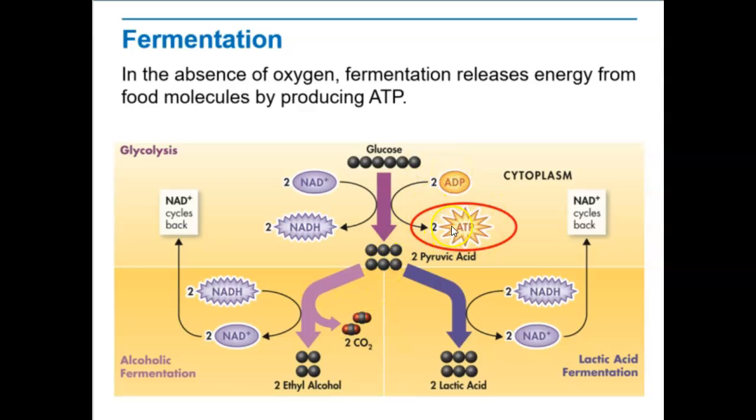So here's the ATP being produced, right? And you can see there are two, just like in regular glycolysis. So the glycolysis does not change. We have glucose being broken down. We have 2 ADP coming in and being charged up to 2 ATP. We have 2 NADH being produced and 2 pyruvic acid.